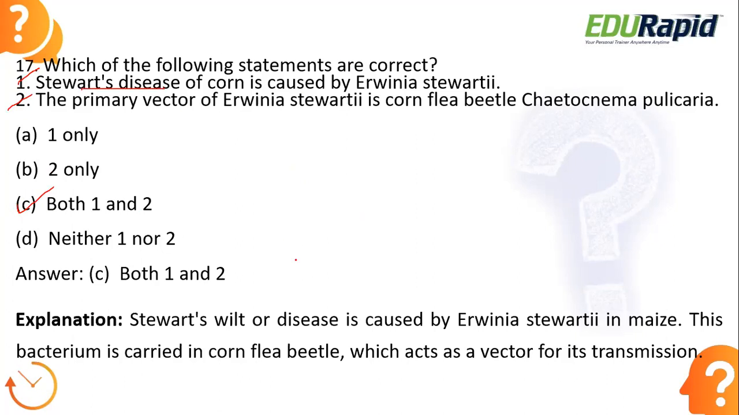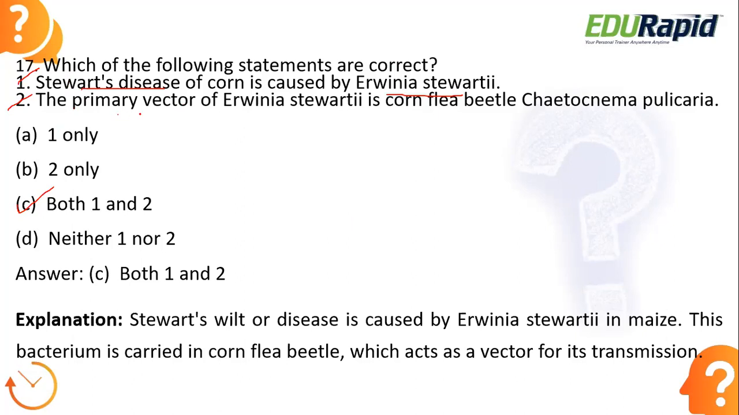Stewart disease usually affects the leaf of maize plants, because the maize or corn plant is majorly affected by this disease. It is caused by the bacterium Erwinia stewartii, which causes a disease called Stewart's wilt. The maize leaves start wilting, and the margin of the leaf starts rolling down. That is one of the symptoms that can be observed in Stewart disease.